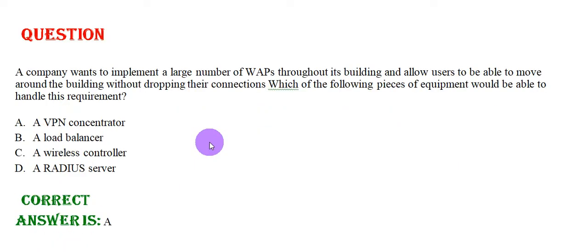A company wants to implement a large number of WAPs throughout its building and allow users to be able to move around the building without dropping their connections. Which of the following pieces of equipment would be able to handle this requirement? Option A, a VPN concentrator. Option B, a load balancer. Option C, a wireless controller. And option D, a RADIUS server. The correct answer is option A.